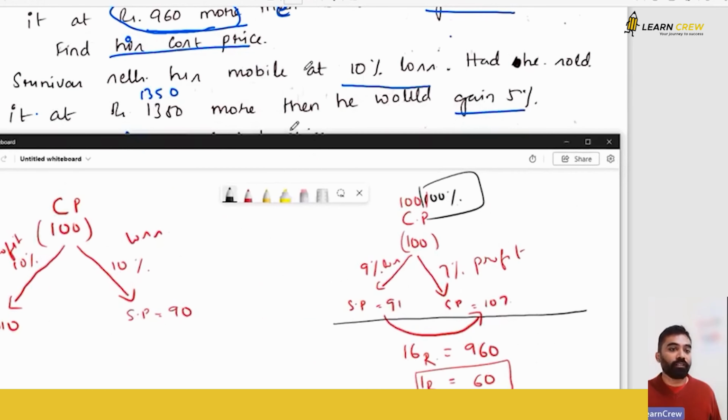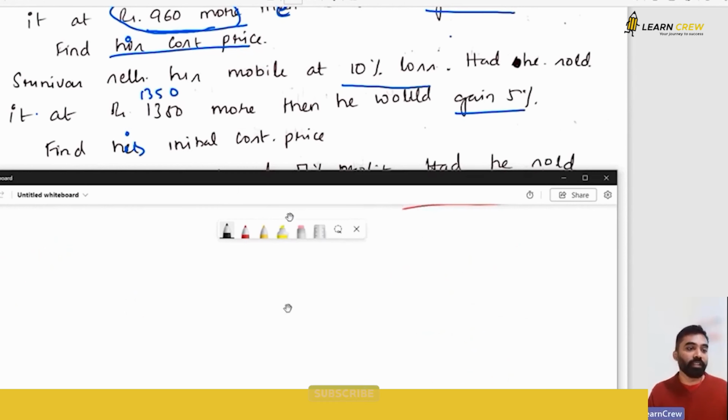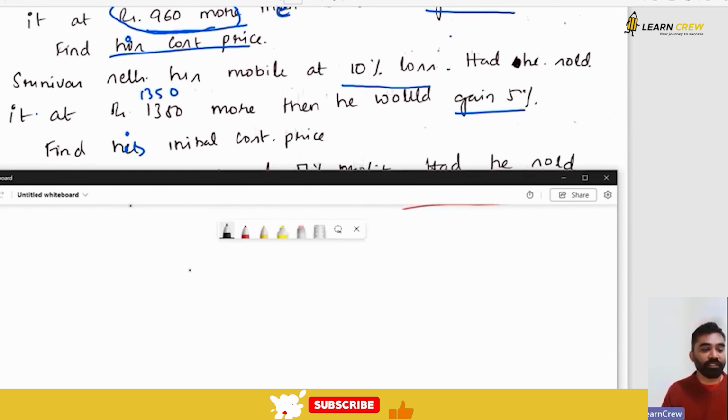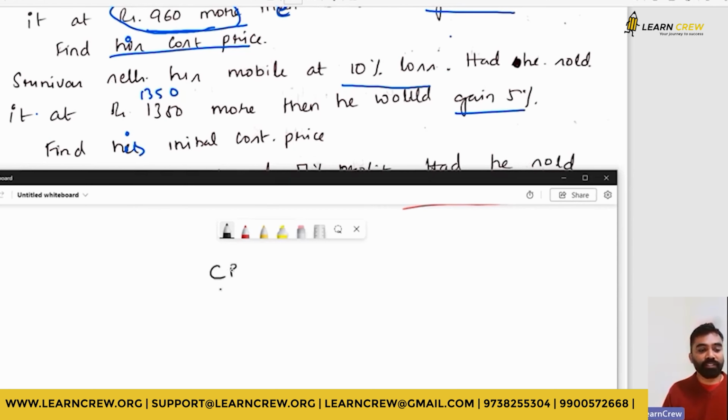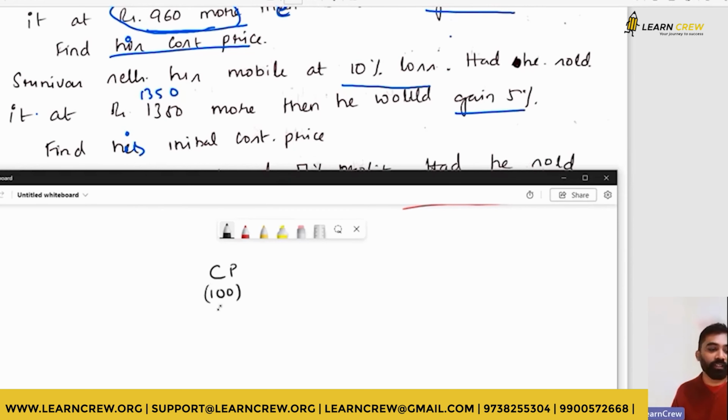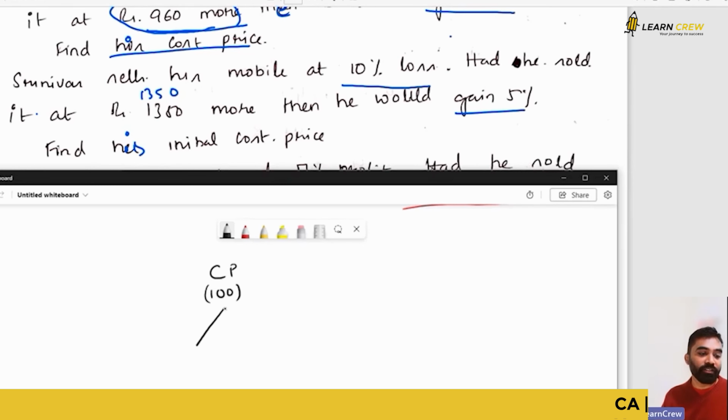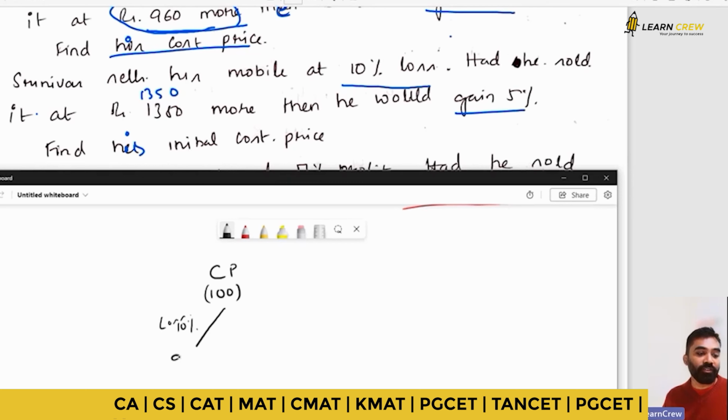Didn't get it? Okay. Observe, for those people who did not get it. So Srinivas is selling his mobile at 10% loss. We do not know the cost price. Assume it at 100. He's selling it at 10% loss. The cost is going to be somewhere around 90.